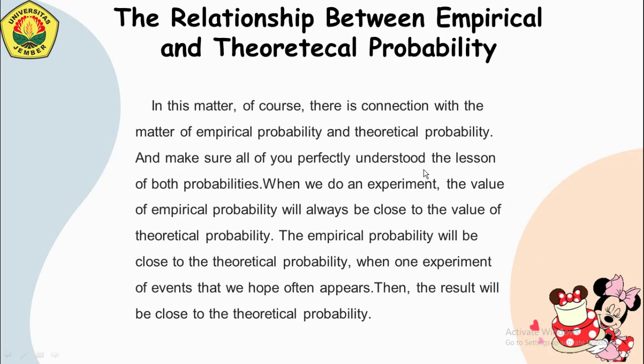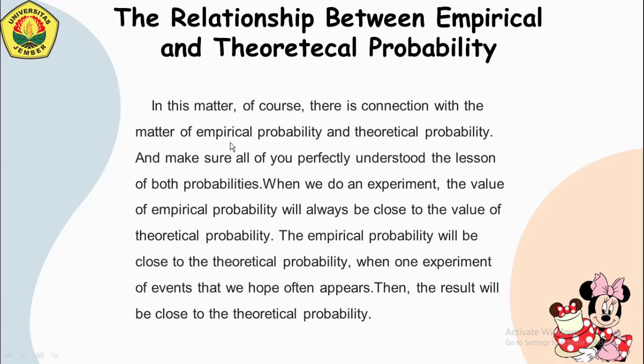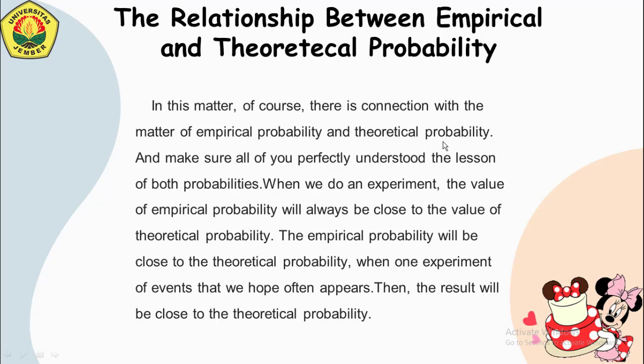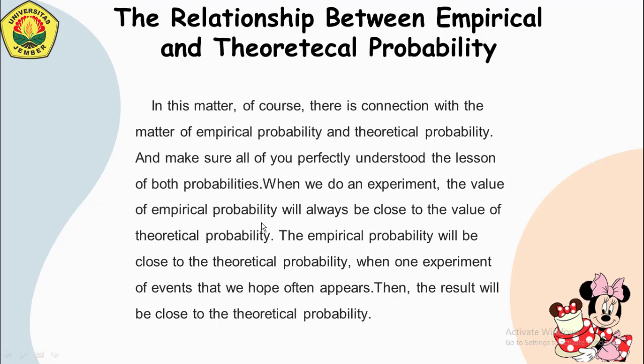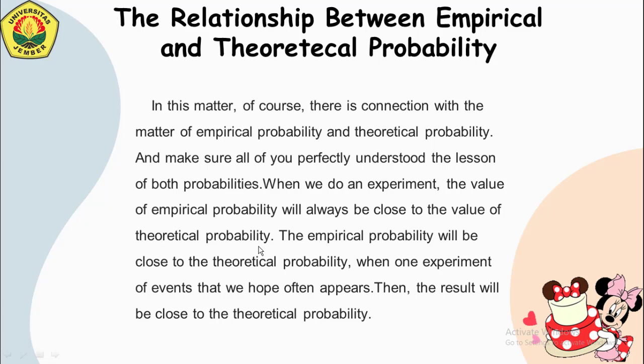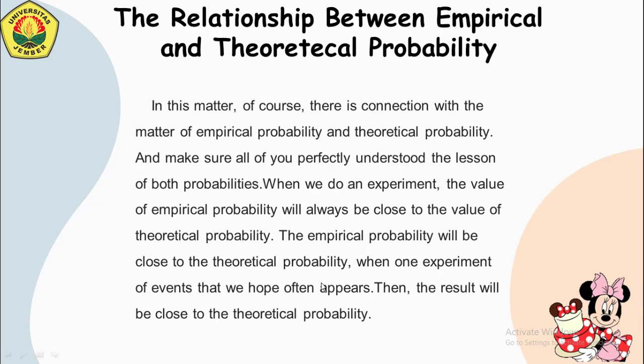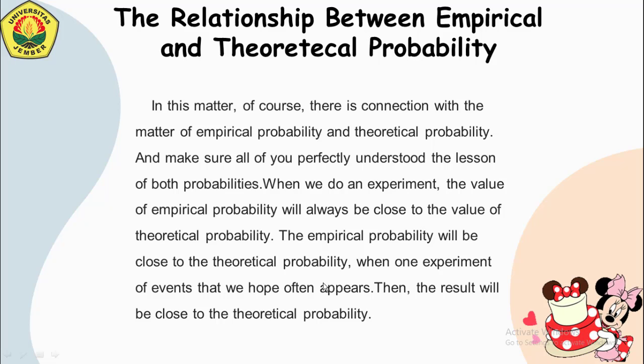The relationship between empirical and theoretical probability. Of course, there is a connection between empirical probability and theoretical probability, and make sure all of you perfectly understand the lesson of both probabilities. When we do an experiment, the value of empirical probability will always be close to the value of theoretical probability. The empirical probability will be close to the theoretical probability when the event we hope for appears often. Then the result will be close to the theoretical probability.